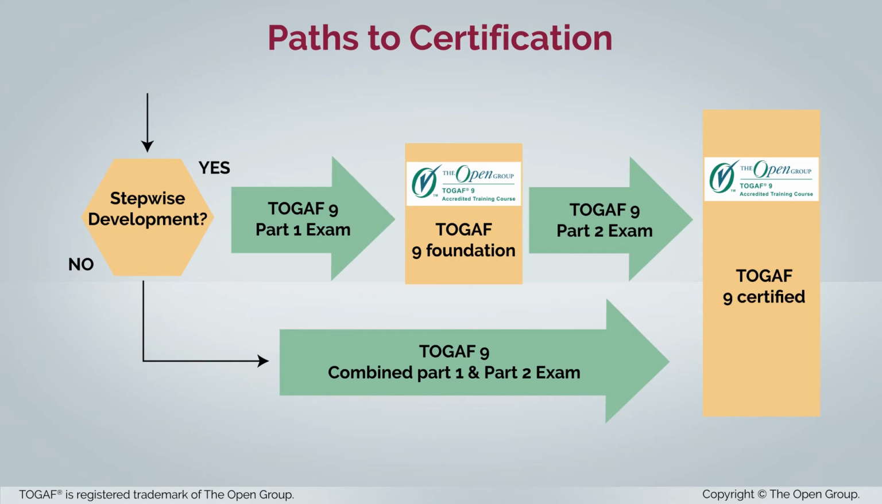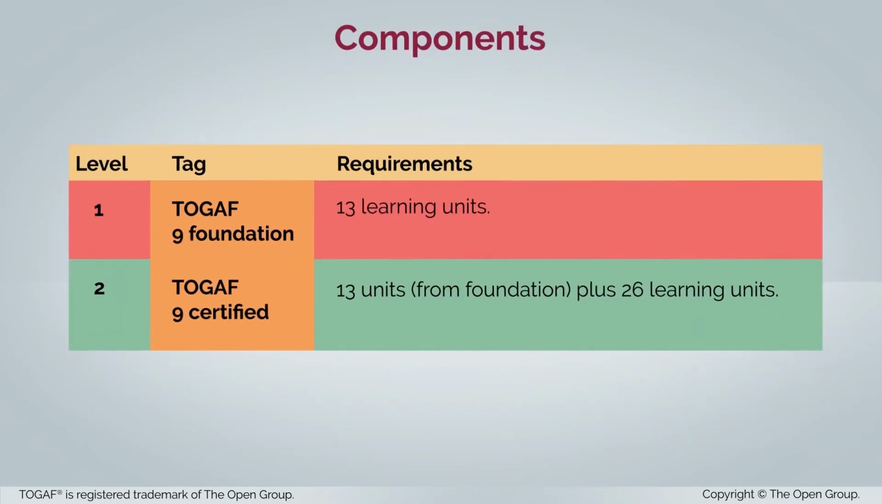But simply, the TOGAF 9 Part 1 examination is the only exam that leads to the TOGAF 9 Foundation qualification. The combined exam leads direct to the TOGAF 9 Certified qualification. Level 1 TOGAF 9 Foundation, requirements 13 learning units. These are the components for acquiring your certification. Level 2, the tag TOGAF 9 Certified.